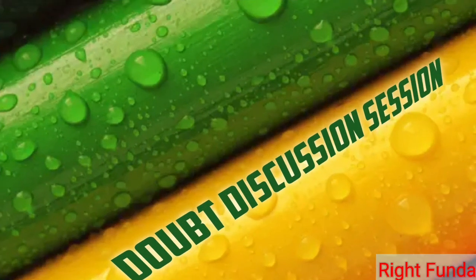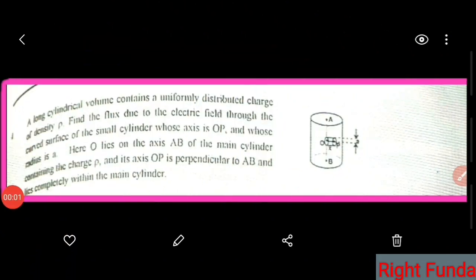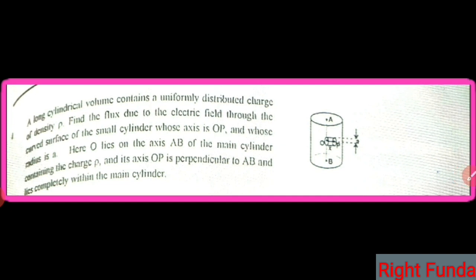Next doubt has been asked by Soumya. Let's read the question. A long cylindrical volume contains a uniformly distributed charge of density rho. Find the flux due to the electric field through the curved surface of a small cylinder whose axis is OP and whose radius is small a. Here O lies on the axis AB of the main cylinder containing the charge rho, and its axis OP is perpendicular to AB and lies completely within the main cylinder.